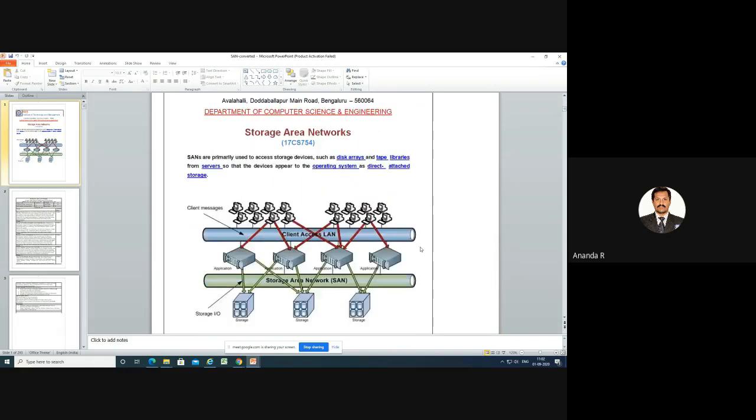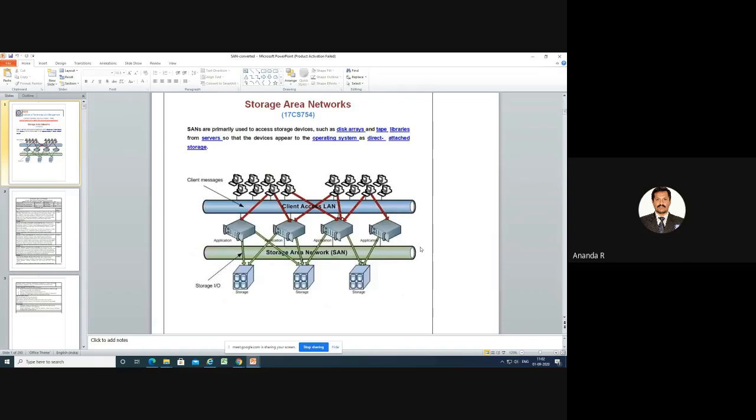We have one small diagram given for this storage area network, showing how the different networks of our computer systems are connected. We have the client messages, for which we have the client access LAN. Then we have the applications, and then the storage devices. To the storage devices there is a connection called the storage area network, which is called a SAN. It is used in between the application and client systems and the storage devices.